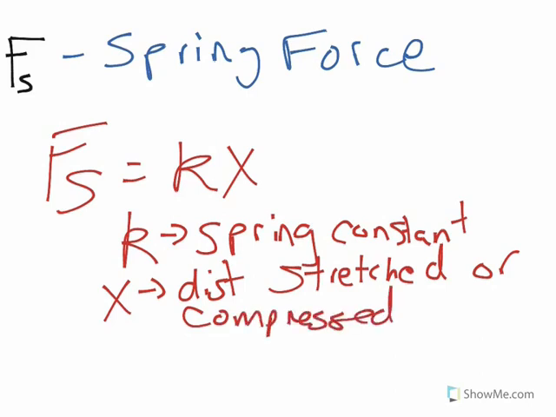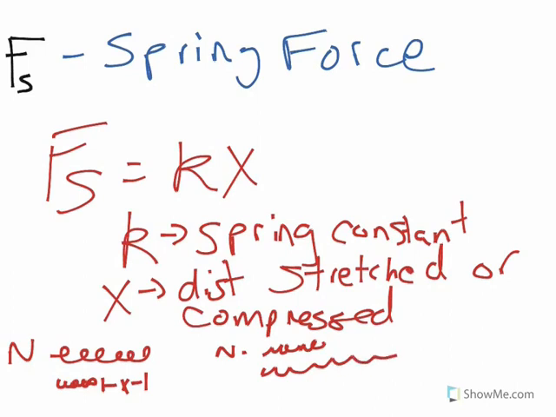Okay. The way this would work is essentially if this is the normal stretch of your spring, and then you compressed it, that distance here would be your X value. Okay. If this is your normal spring, and then you stretched it to here, then this distance would be your X value. Okay, so that's how you find the X value. It's not the length of the spring, it's how far it is stretched. All right.